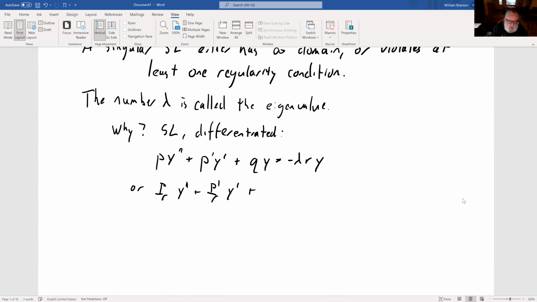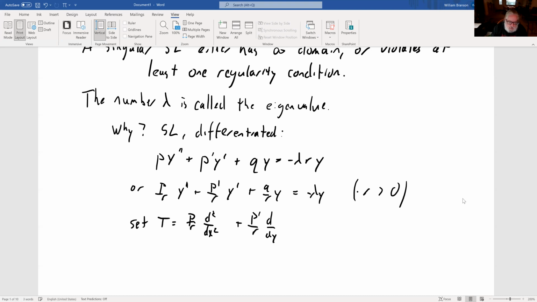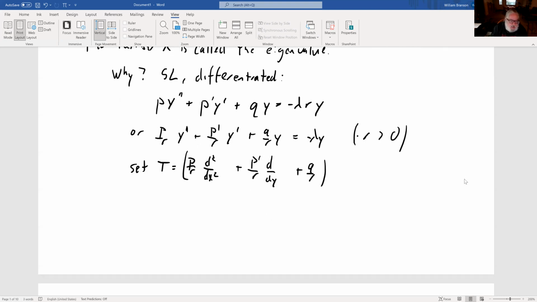And then we'll divide through by r. Remember that r is strictly greater than 0, so we can divide by it. We'll call the resulting operator T, and we define it like this. And so what that means is that the Sturm-Liouville equation can be rewritten as Ty equals minus lambda y.